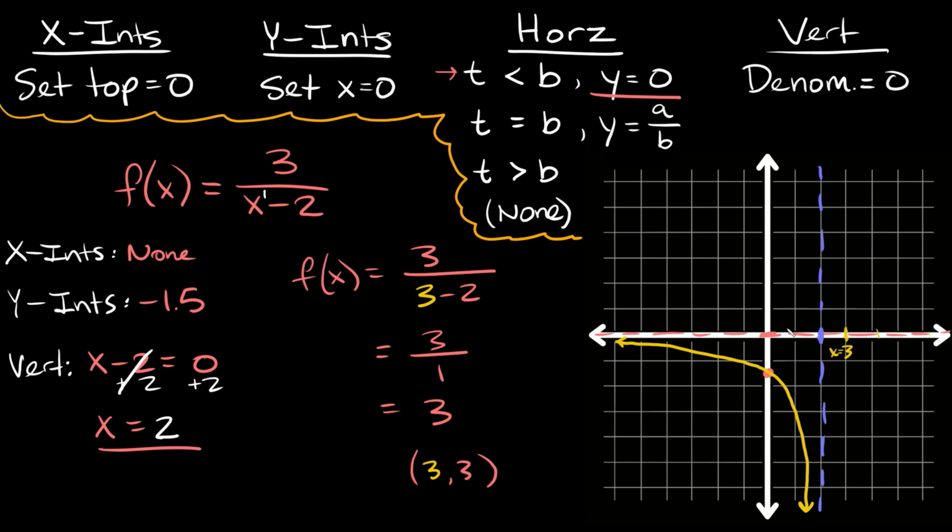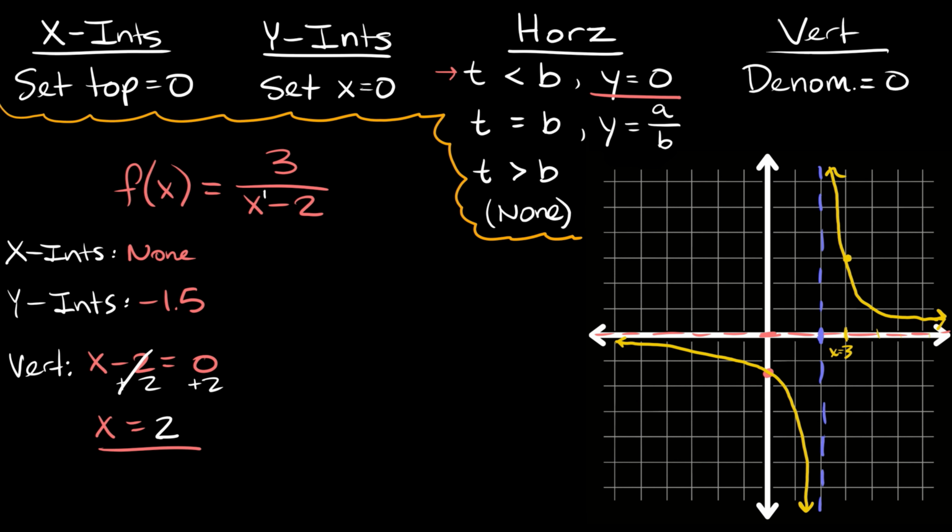So let's plot this point. (3, 3) is right here. So that means that the rational function is going to come on this side and look something like that. All right, so now the last thing we have to do, I'll just make some room right there, is find the domain and the range.